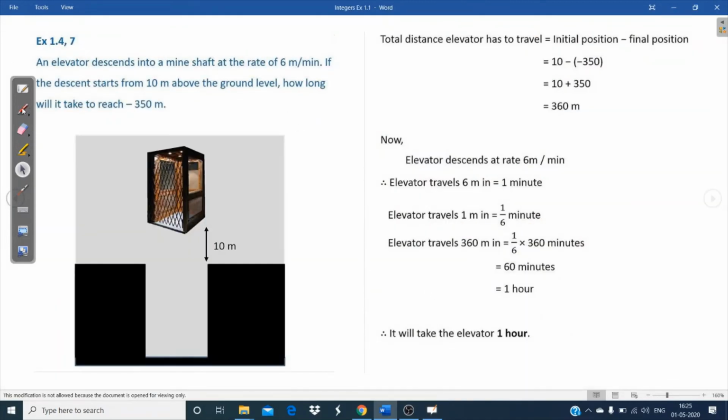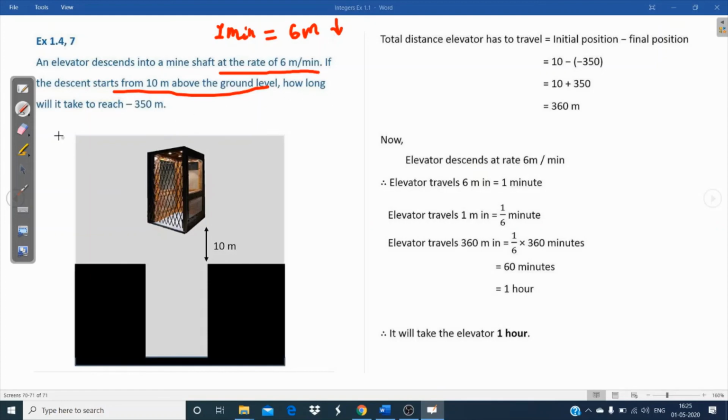Now question number 7. An elevator descends into a mine shaft at a rate of 6 meter per minute. Means every minute, in 1 minute, how much it is descending? It is descending 6 meter. Means every minute it is going 6 meter down. If the descent starts from 10 meter above the ground level, now you can see here in the diagram, student, this is the ground level. Above the ground level, 10 meter above the ground level, the elevator is there.